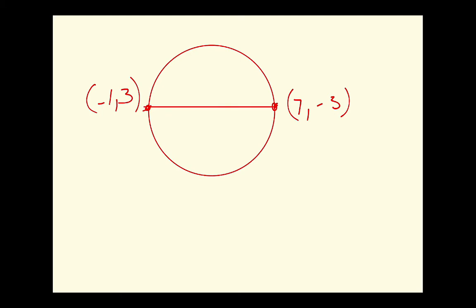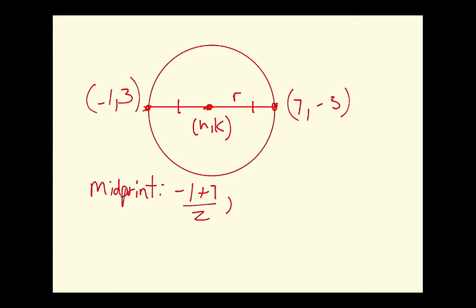Remember the main numbers that we're interested in. We need to know the radius, and we need to know the center, h, k. Well, the center is going to be directly in the middle of those 2 points, which means the center is the midpoint of your diameter. So I need to do the midpoint of those 2 coordinates. So it's going to be -1 plus 7 divided by 2, and then 3 plus -3 divided by 2, which is going to end up giving me 6 divided by 2, which is 3, and 0 divided by 2, which is 0. So there's my center, 3, 0.